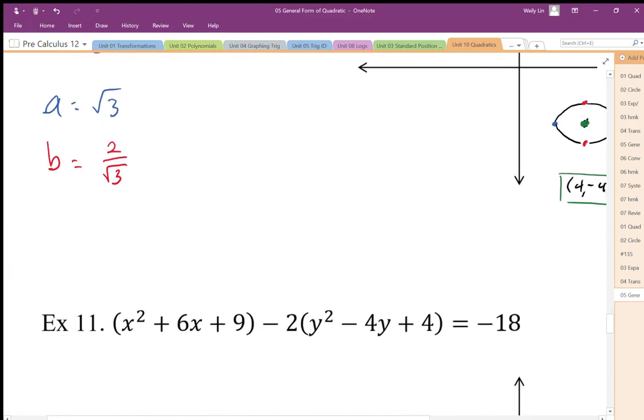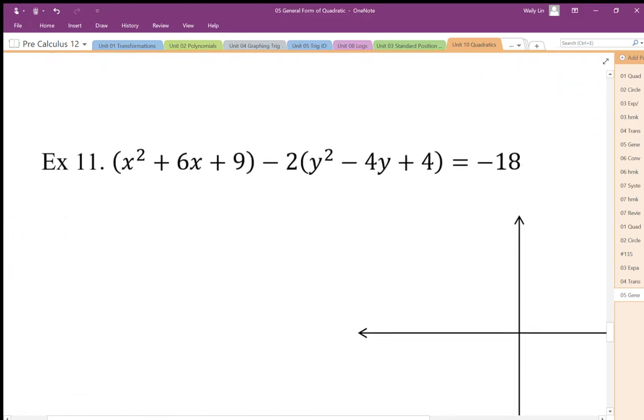Okay, so this one here, well, it's not in graphing form either. However, this is a perfect square, this is a perfect square. That's really quite nice because I know that my graphing forms require the perfect square. So I just need to rewrite it in its squared form. So this is going to be x plus 3 squared minus 2 bracket y minus 2 squared equals negative 18. Well, this is easy. I've got it in my graphing form essentially.